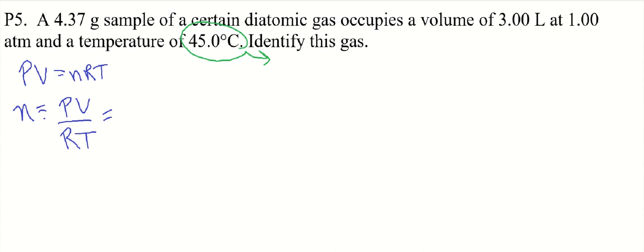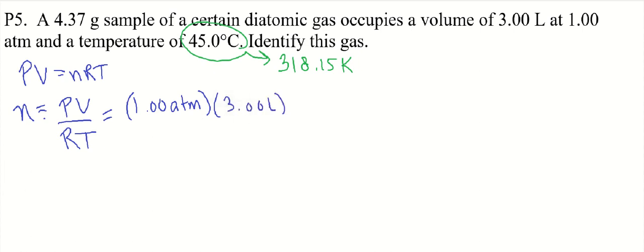Oh, before we go on, let's change that Celsius to Kelvin. We can add 273.15 to it, and it's going to be 318.15 Kelvin. Got to use an absolute scale on these gas laws. So now we can plug and play. Pressure is 1.00 atm, and volume is 3.00 liters.